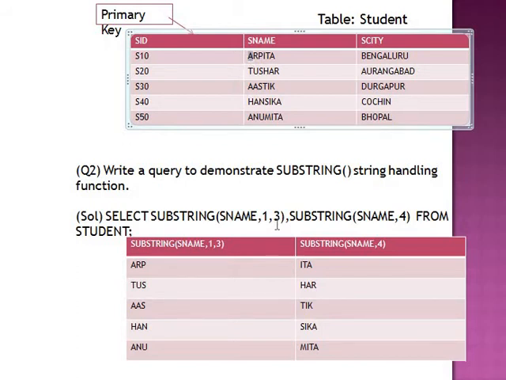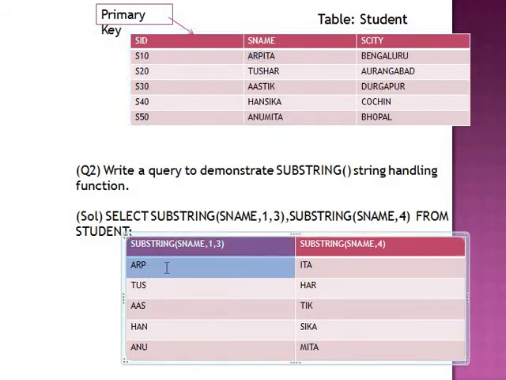And again, since I have to extract 3 characters in total, including this letter A, I am going to extract 3 characters in total. This gives ARP. So ARP is the part of the string Arpita which we are extracting and displaying in the output under the column substring of sname 1, 3.